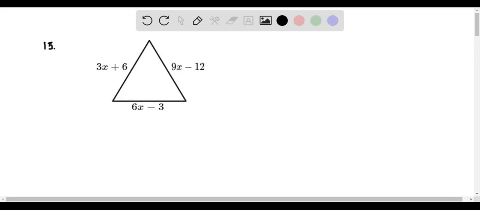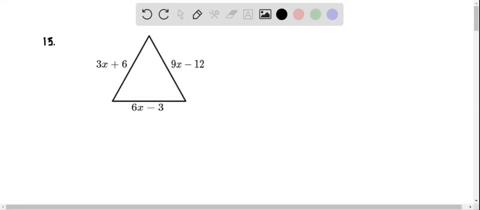Let's now determine the side lengths of this equilateral triangle with the side lengths given as shown. In an equilateral triangle, we know that all three sides are congruent. Therefore, this side with the side length 3x plus 6 is congruent to this side with the side length 6x minus 3, and also congruent to the third side with the side length 9x minus 12. So we can write this equation as 3x plus 6 equals 6x minus 3 equals 9x minus 12.